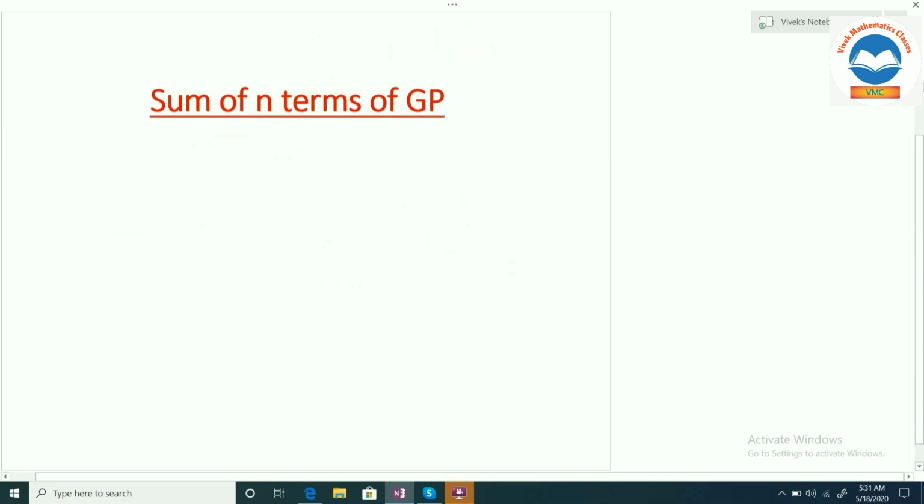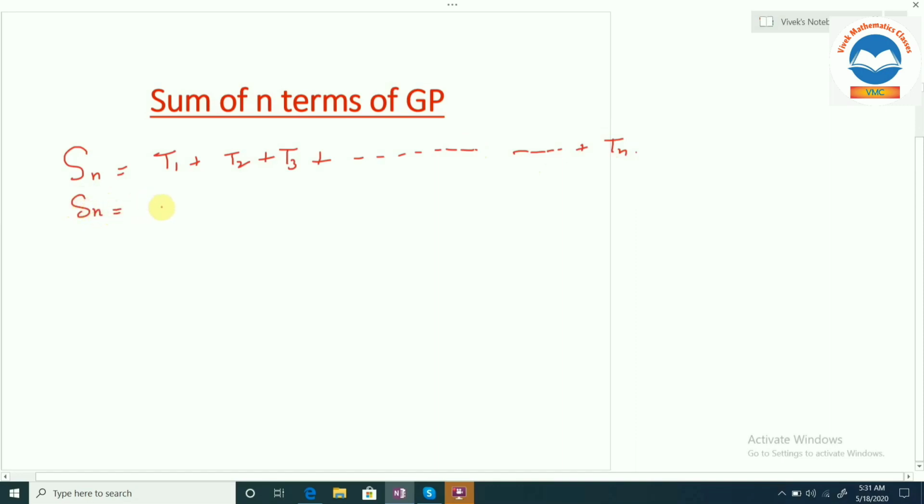Our next topic is sum of n terms of a GP. What is the meaning of sum of n terms? Sn will be equal to T1 plus T2 plus T3 up to Tn. It means you have to add all the n terms, you will get Sn.